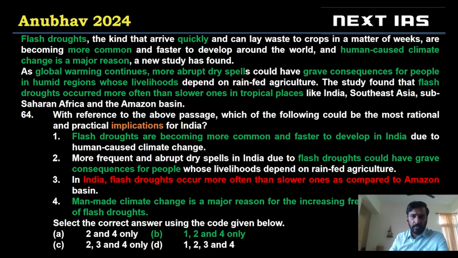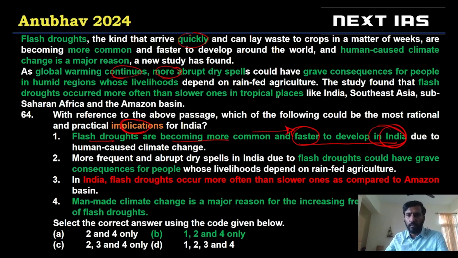let's look at the question. So we're looking for practical implications. One, flash droughts are becoming more common and faster to develop in India. This is because we are told they arrive quickly. Global warming continues, so more are occurring. So faster, correct? यहाँ तक we have justified faster in India because they happen more frequently in tropical places like India, correct? So this is one practical implication.